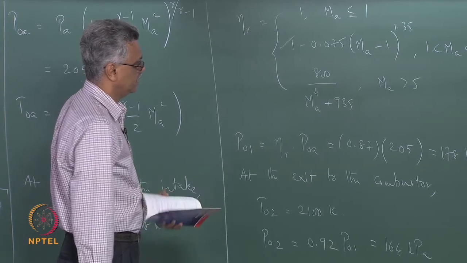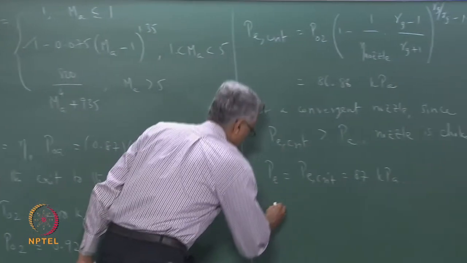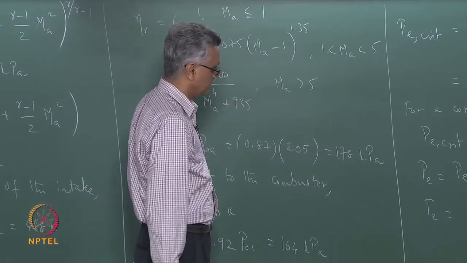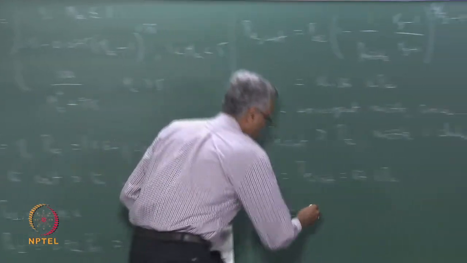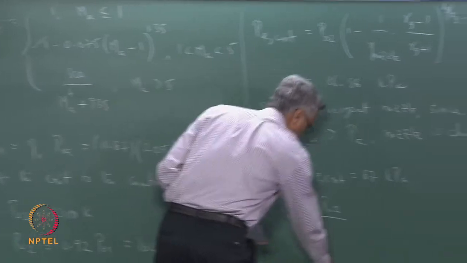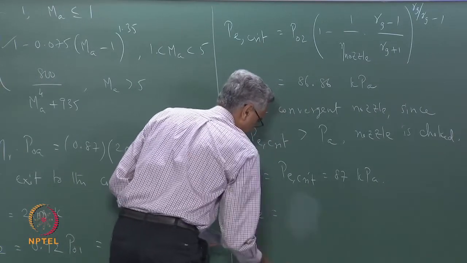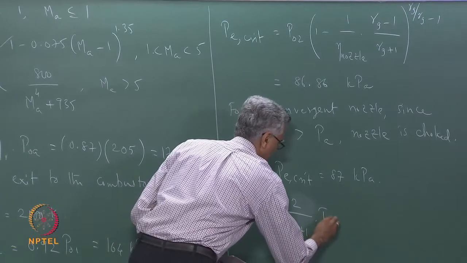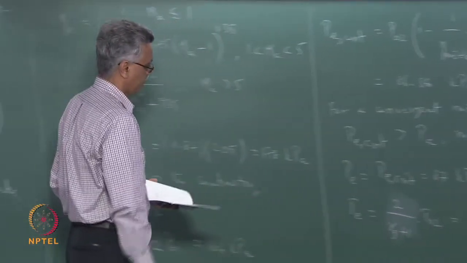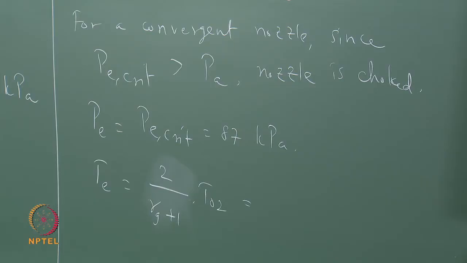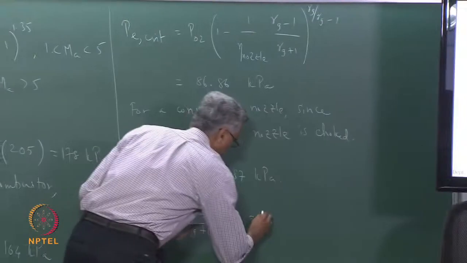And the exit static temperature TE can be calculated by using the fact that the Mach number is 1. So this is going to be 2 over gamma g plus 1 times T02. And if you substitute the values, you get this to be 1803 Kelvin.